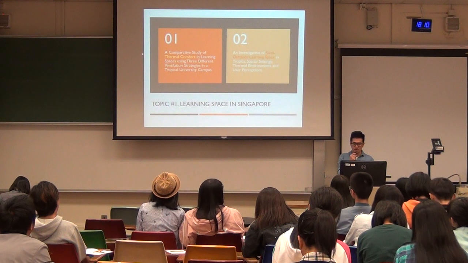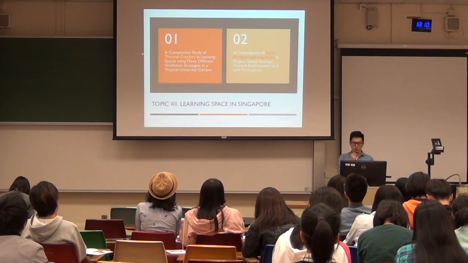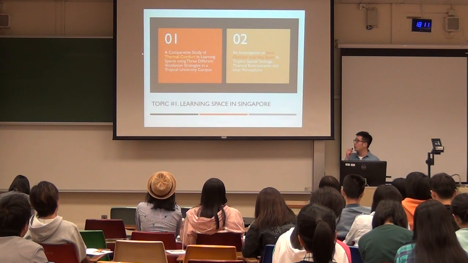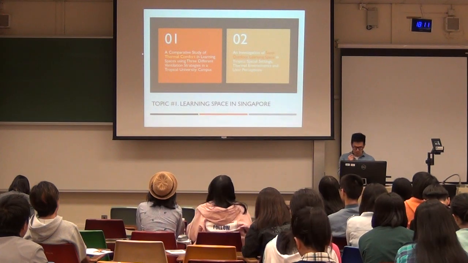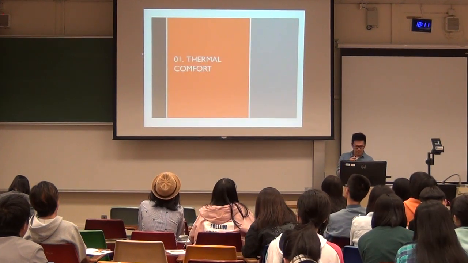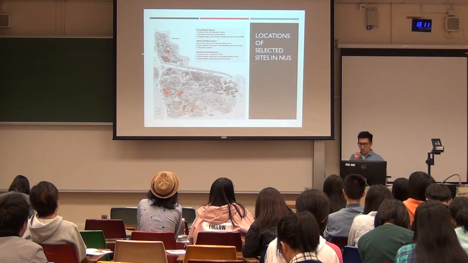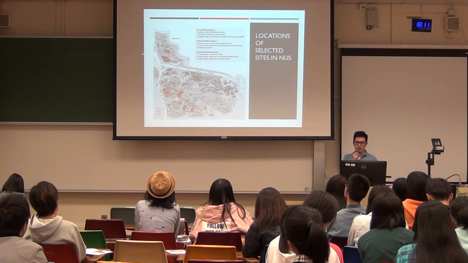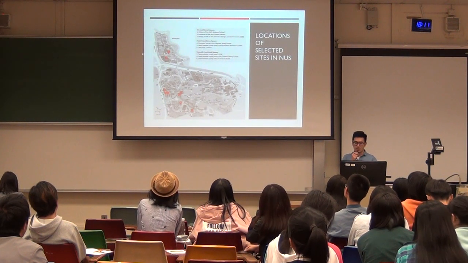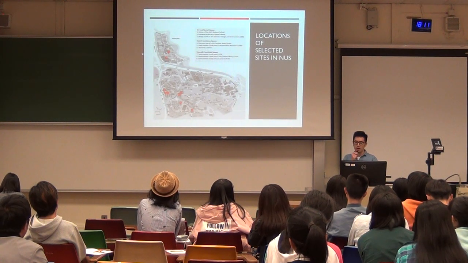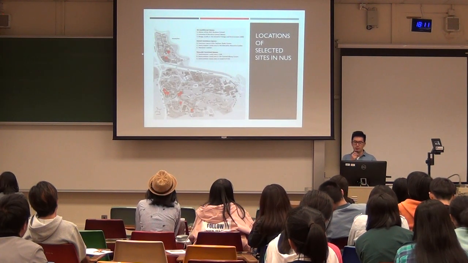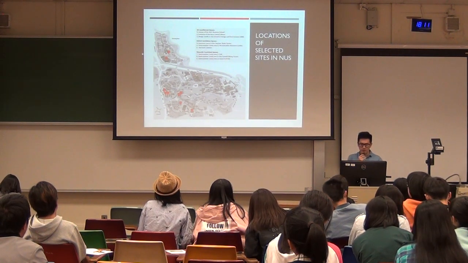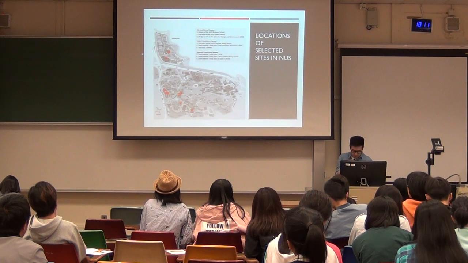And I have developed two articles. The first one is talking about ventilation strategies in the tropics, and the second one is talking about semi-outdoor space. First, I selected 9 different sites on the campus, and I divided these sites into 3 different types: aircon space, hybrid space, which means a combination of aircon and mechanical ventilation, and the last is naturally ventilated space.